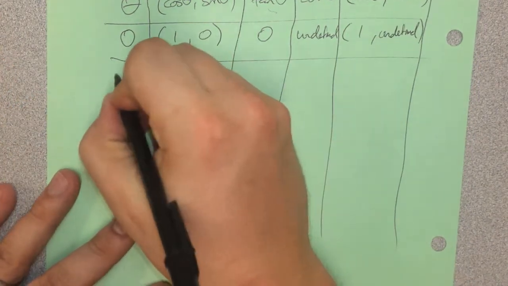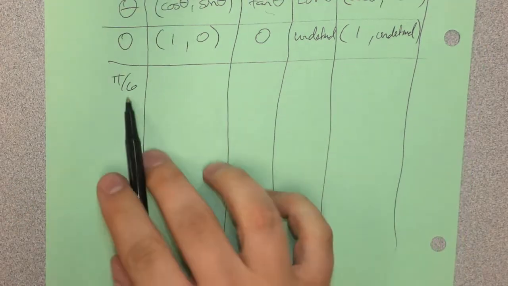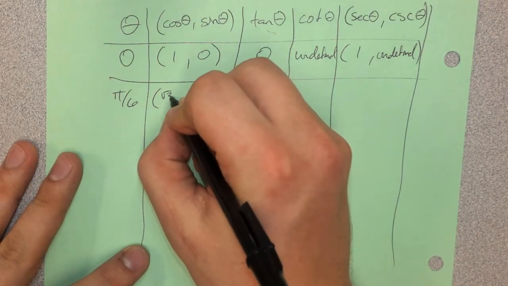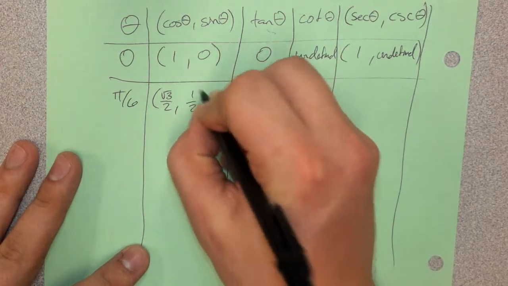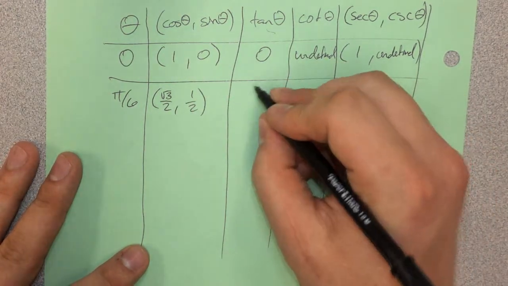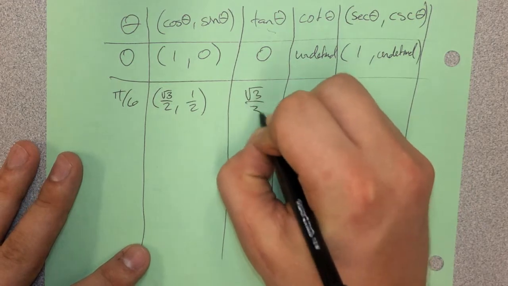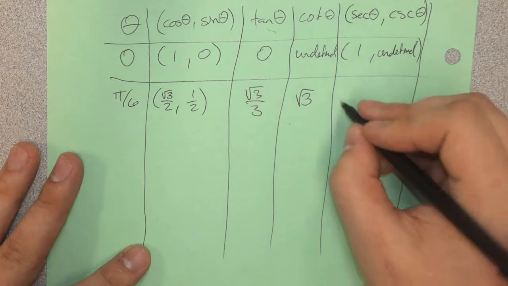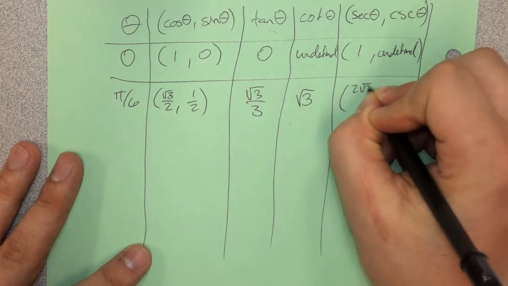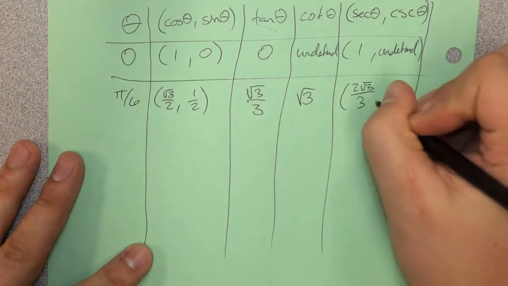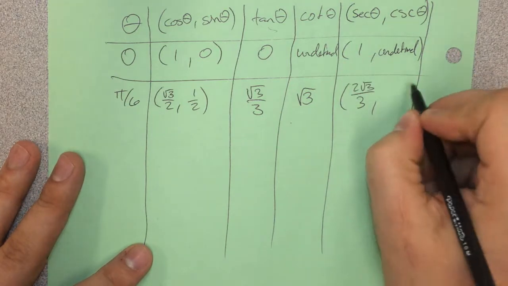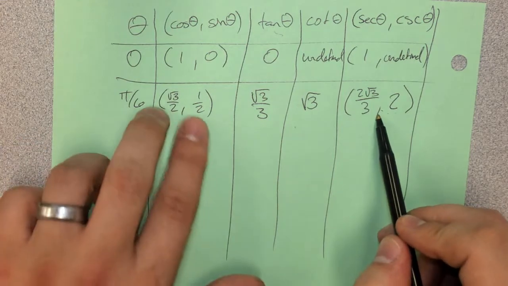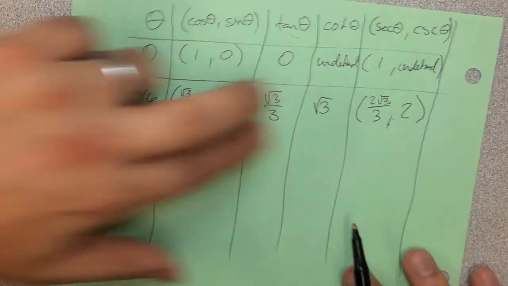Okay, and then we'll move on to pi over 6. We're going to stick to our principal angles here. So that's going to be root 3 over 2, and then 1/2 for that one. Okay, that brings us to root 3 over 3 for tangent, which then flips to root 3 for cotangent. And then lastly, we've got 2 root 3 over 3 for secant, and cosecant will just be a straight up 2. So these two are the results of flipping these other two. Remember, these are the reciprocals.